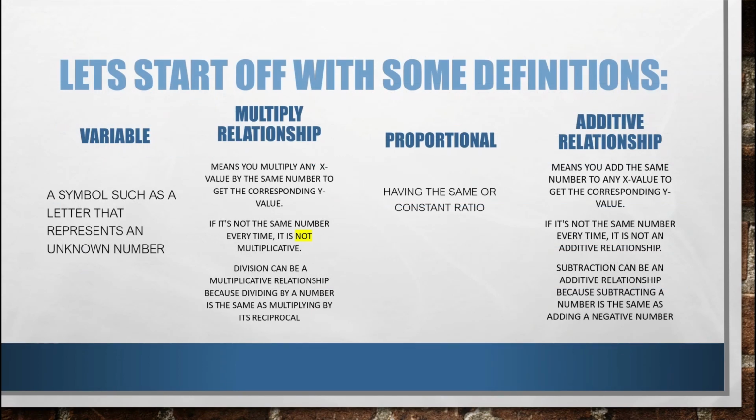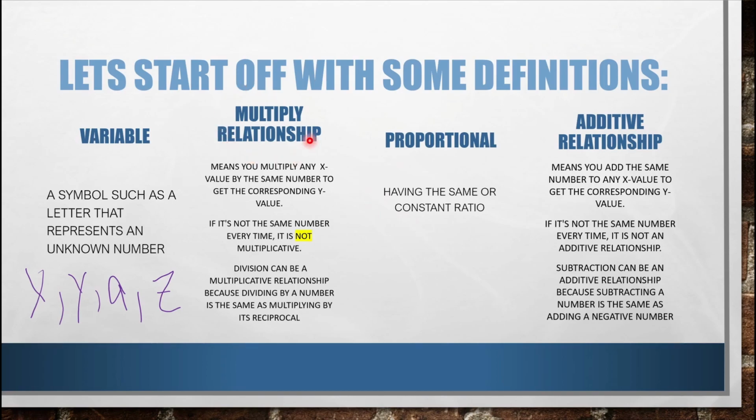We're going to start off with some definitions. A variable is a symbol, such as a letter that represents an unknown number. For example, you could think x is a variable, y is a variable, a is a variable, z is a variable. Next is proportional. I'm sure you've heard me say proportional before. It is simply having the same or constant ratio, and that'll make more sense later.